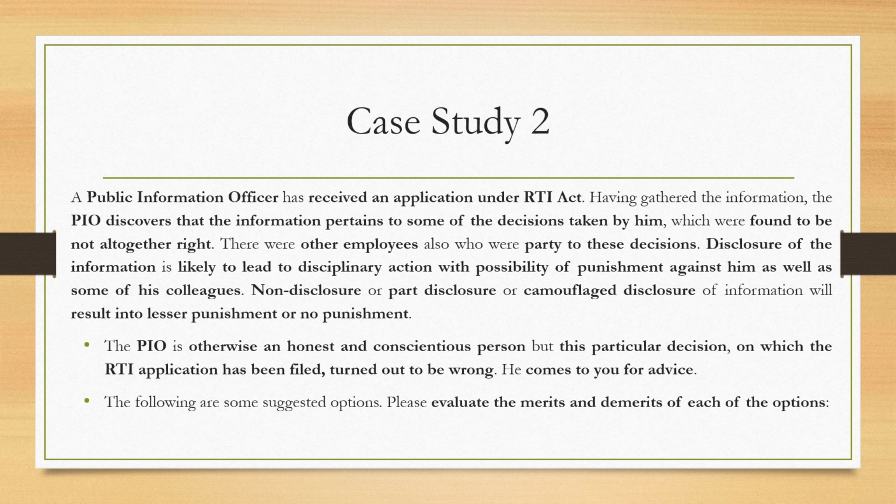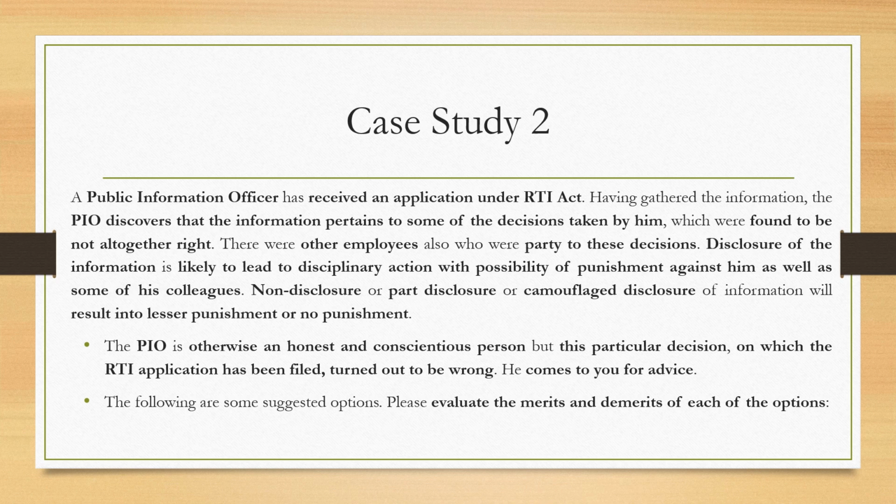So non-disclosure, which means that you do not disclose this particular information, or part disclosure, that you partially disclose, or camouflage disclosure, that you disclose it in some other form so that the person does not understand the meaning of the information, that will result into less punishment or no punishment, right? The public information officer or PIO otherwise is honest and conscientious. He does his duties properly. This particular decision has turned out to be wrong. So he comes to you for advice on what he should do.